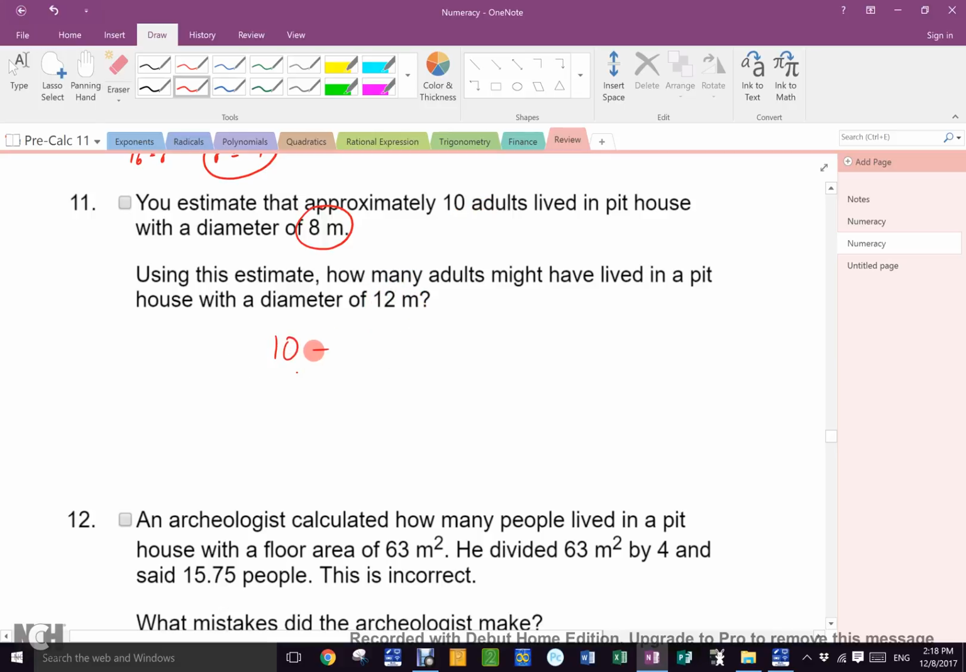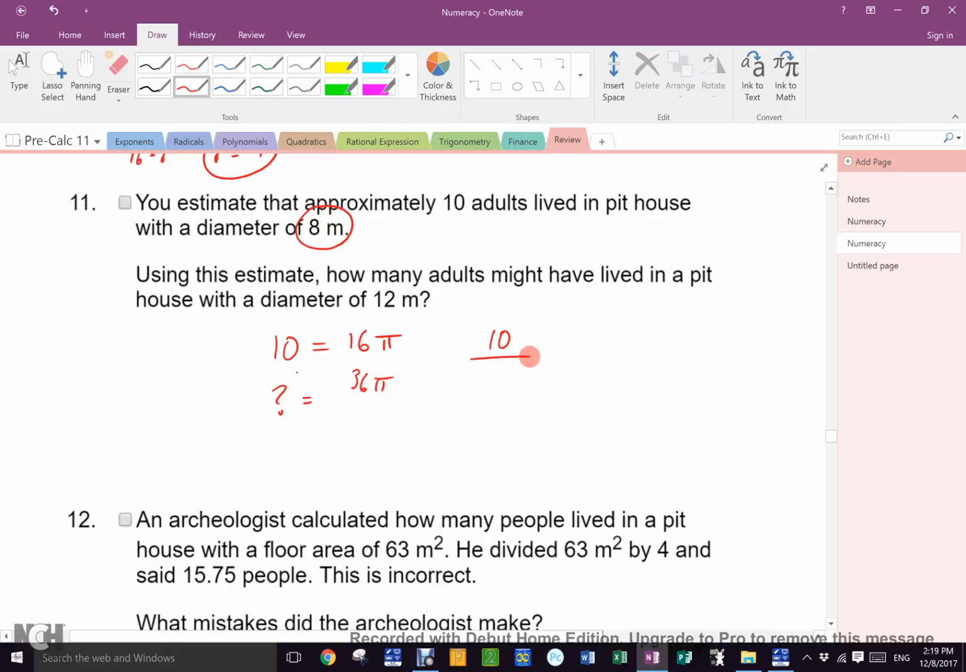10 adults lived in 16 pi worth of space, right? Where did 16 pi come from? The diameter is 8. What's the radius? 4. What's 4 squared? 16. Okay. What's this one? 36 pi.